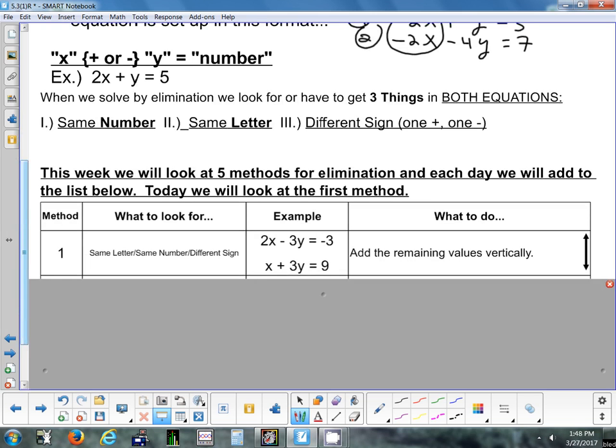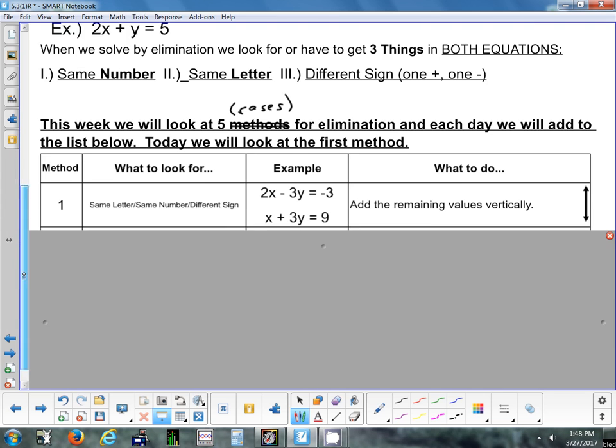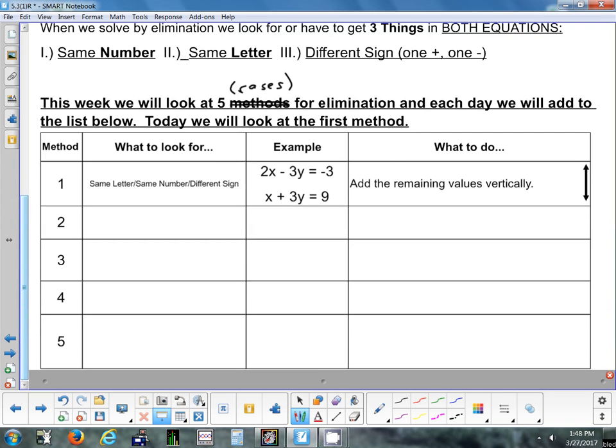Here's another example of method 1. So guys, like Mr. Hager said, it might be better to call them cases because we know the method that we're using is elimination. If you want to change the cases, you can. If you want to leave it when you get the notes tomorrow, I'll make sure it's changed to cases. But as you can see, if we go up, there's going to be 5 different cases.